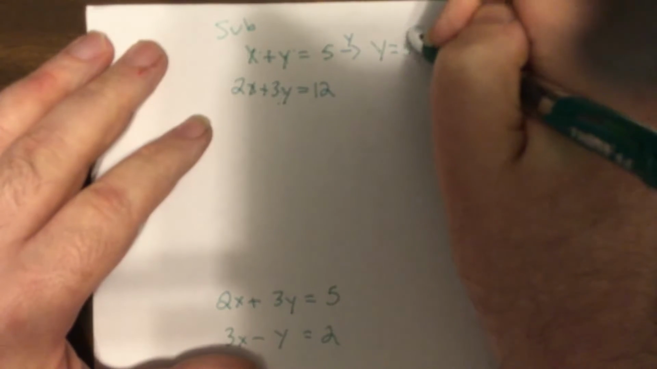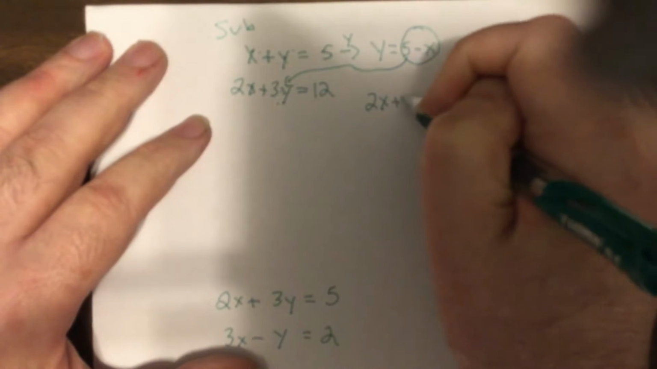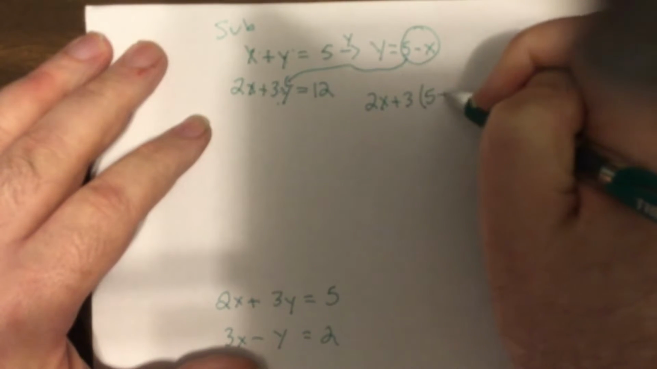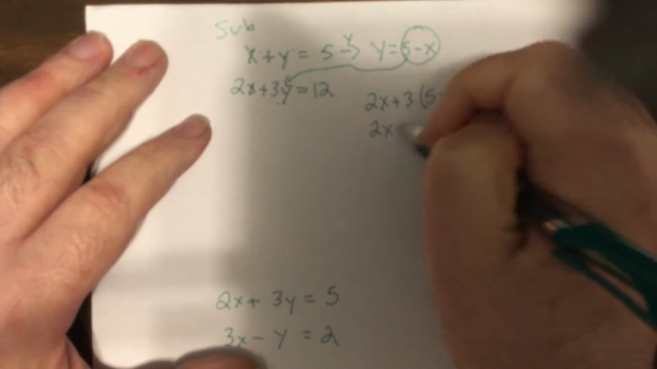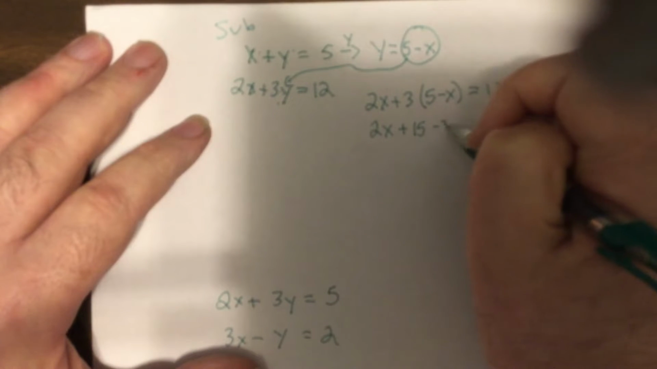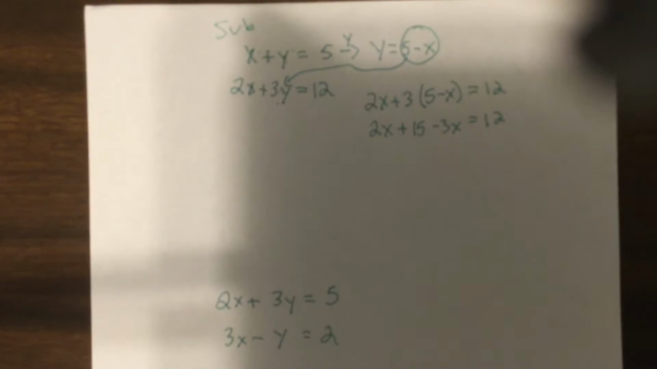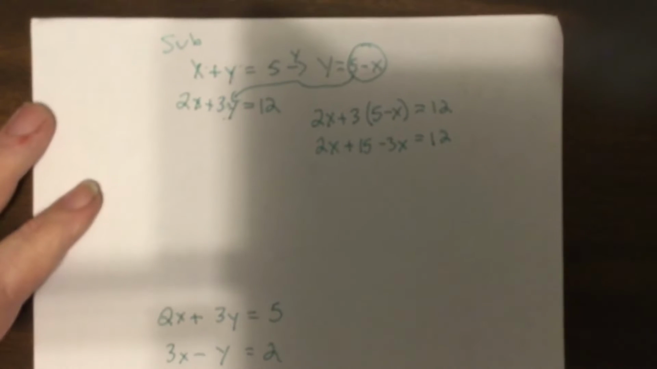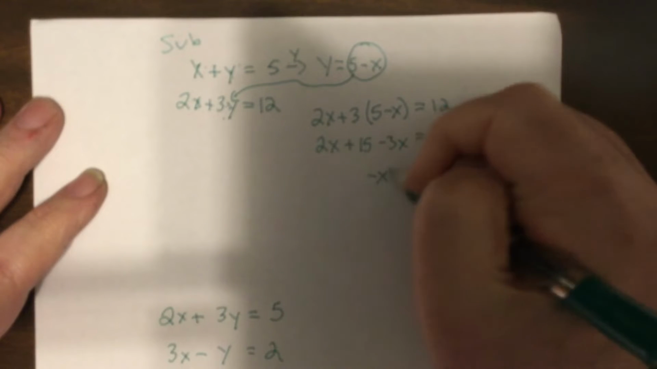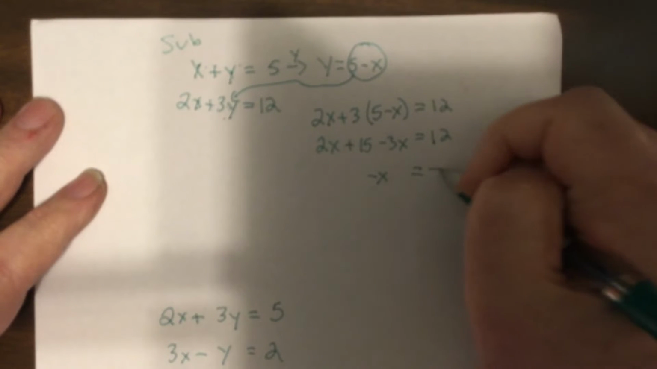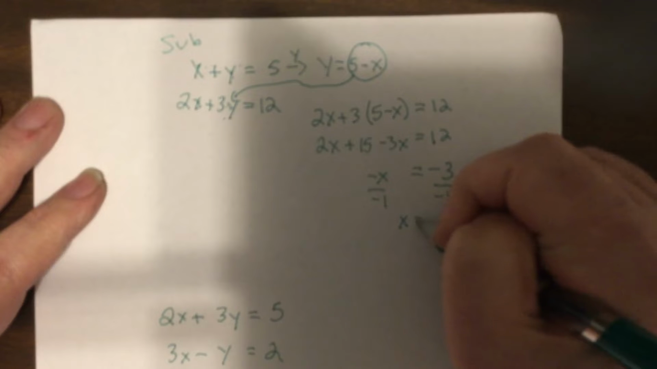Then I take that information and put it in for y in the other equation. So it'd be 2x plus 3 times (5 minus x) equals 12. So I'd have 2x plus 15 minus 3x equals 12. Now, you want to get the x's on one side, numbers on the other. So I would combine the x's, that'd be negative x, and subtract 15, that would be negative 3. Divide both sides by negative 1, so x equals 3.